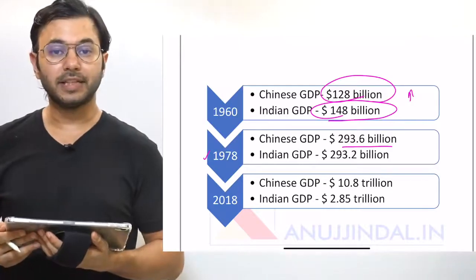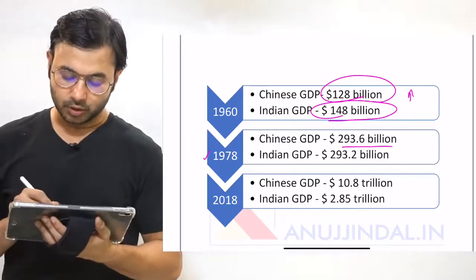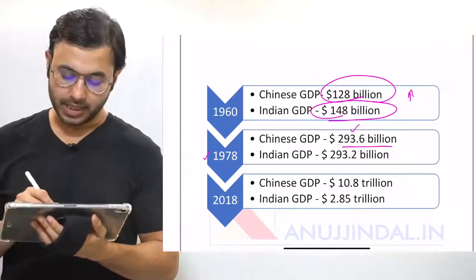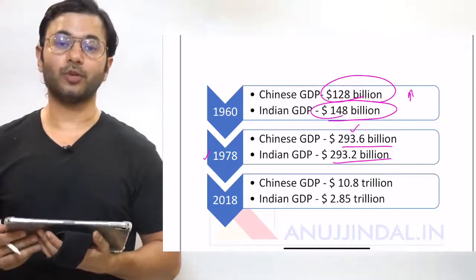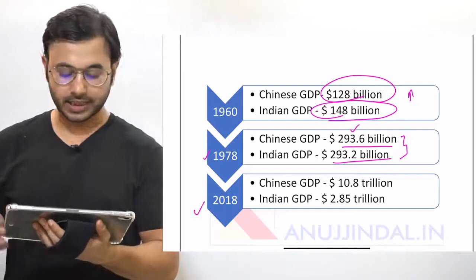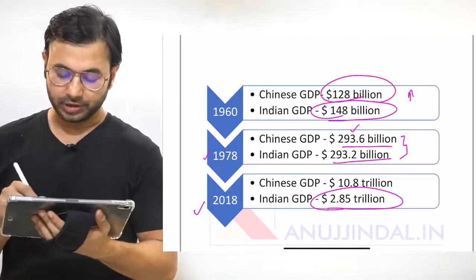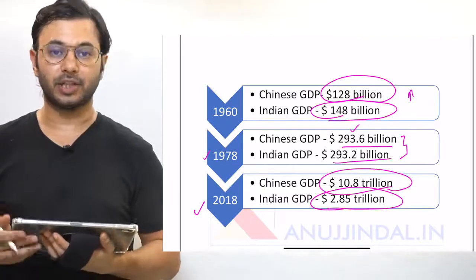In the year 1978, Chinese GDP became marginally higher than the Indian economy at 293.6 billion, and Indian GDP was at 293.2 billion US dollars. This gap has widened since then, and in the year 2018, we lie at 2.85 trillion US dollars, whereas Chinese GDP stands at 10.8 trillion US dollars.